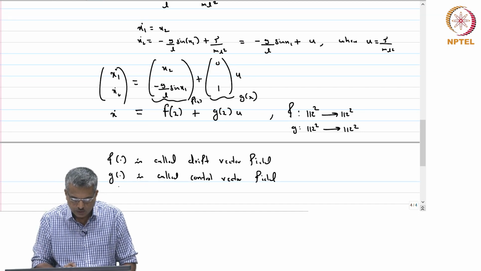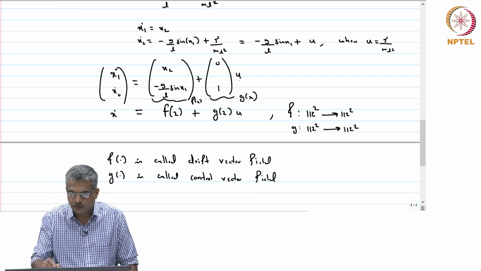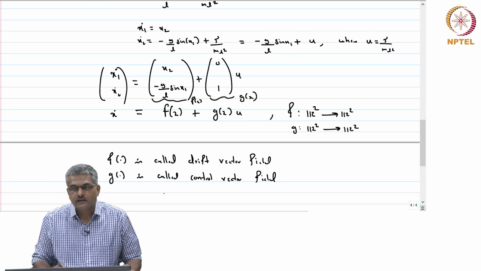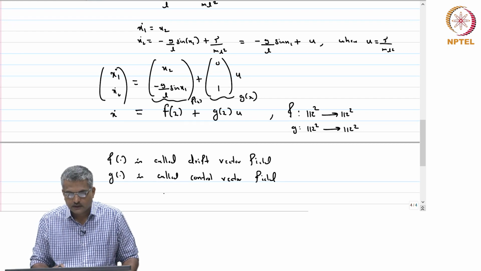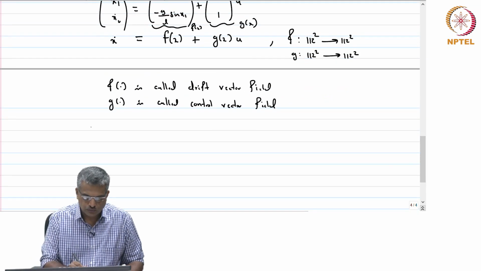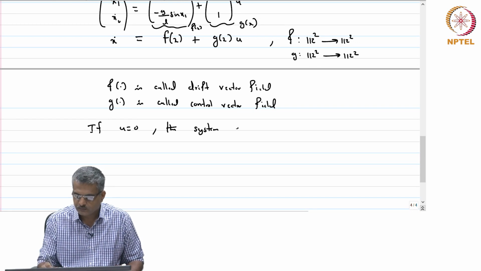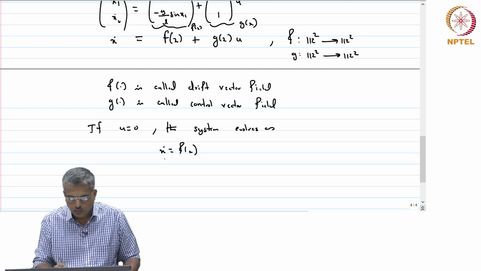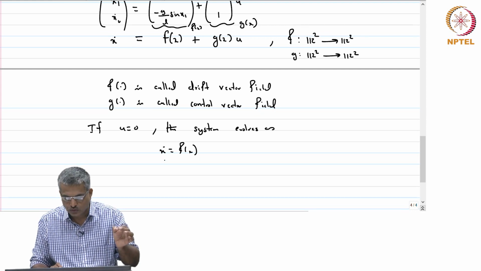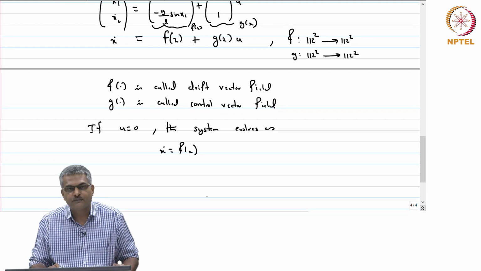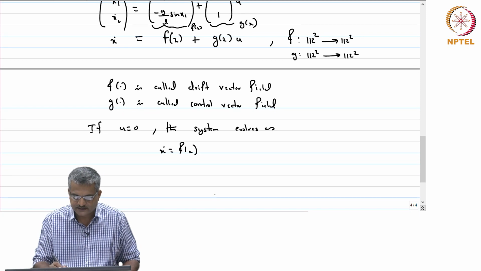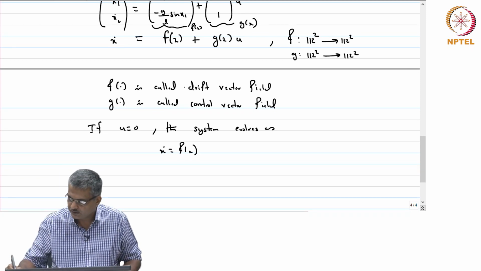Now, the nomenclature for g is quite obvious, it is called the control vector field because g is associated with the control. F is called the drift vector field because in the absence of control input, so if u were to be 0, then the system evolves as x dot is equal to f of x. So, how x drifts based on an initial condition x0 is entirely determined by the vector field f of x. The control input plays no role because you have set control to 0, and that is the reason f is called the drift vector field.